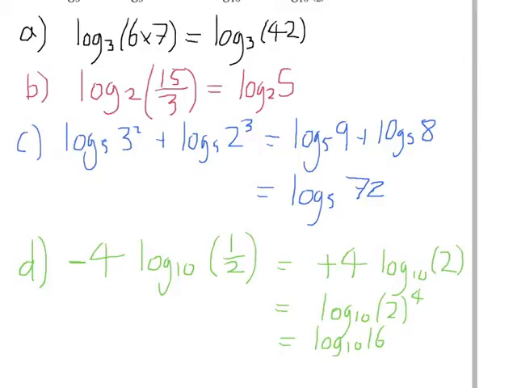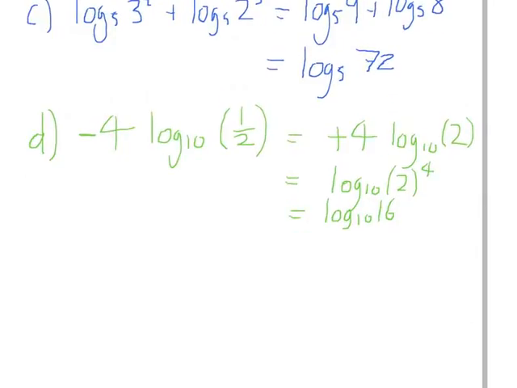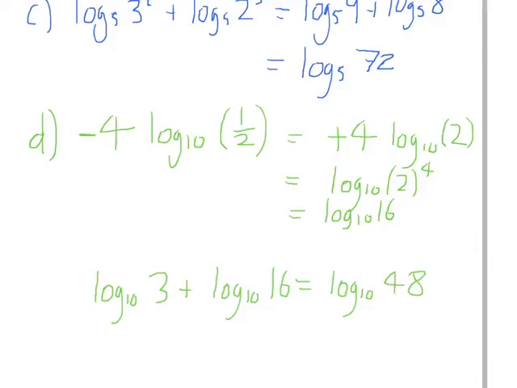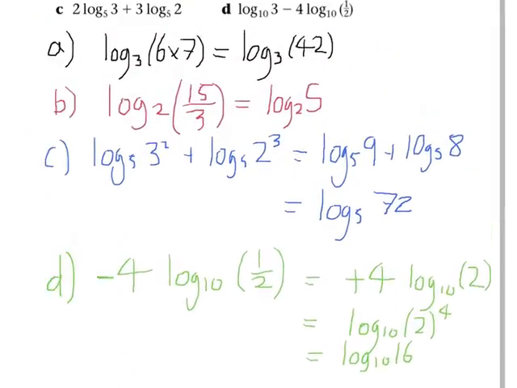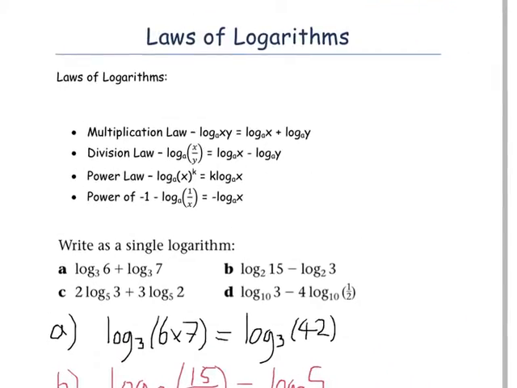Now, if we introduce the other part of the question, log to the base 10 of 3, the whole question is now log to the base 10 of 3, and we've also got the bit we just found out, log to the base 10 of 16. Multiply the 3 and the 16 together, and you get log to the base 10 of 48. And these 4 laws that we've just used are really important to learn, and they'll be used throughout your A-level mathematics lessons from now on.